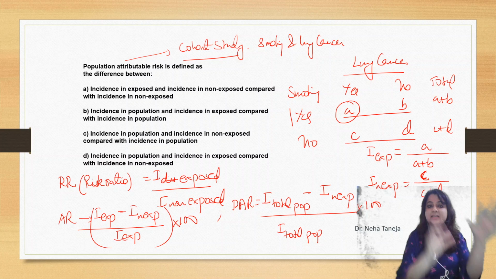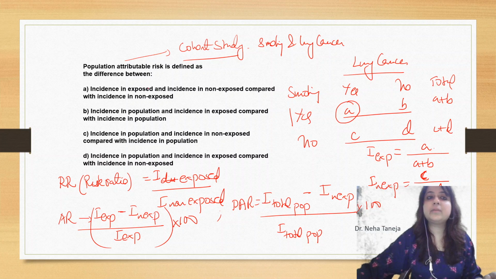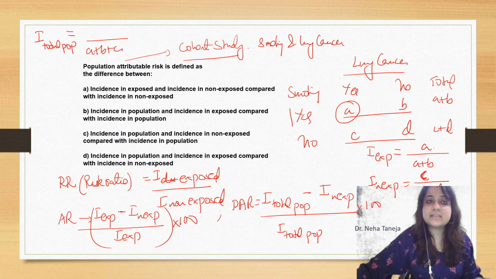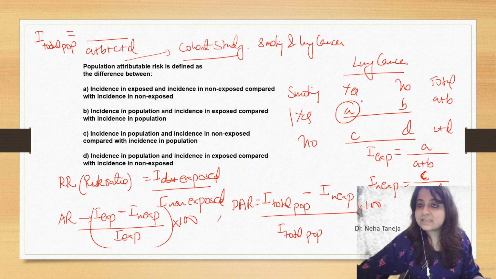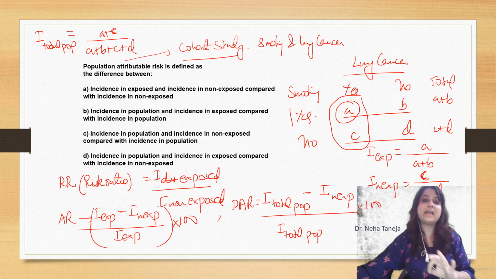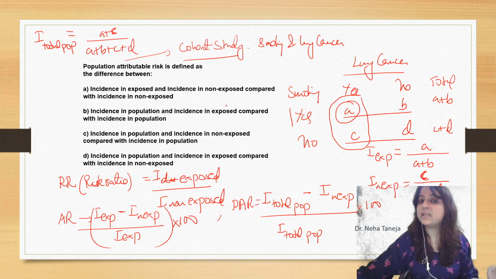So you can put this in the numerator and denominators. But for population attributable risk, the most important thing is what is the incidence among the total population? What is the total population? Total population is A plus B plus C plus D. Of that, the incidence, in how many total is there lung cancer? A plus C. So this is what I just wanted to clarify for all of you, what is going to be the incidence among the total population.